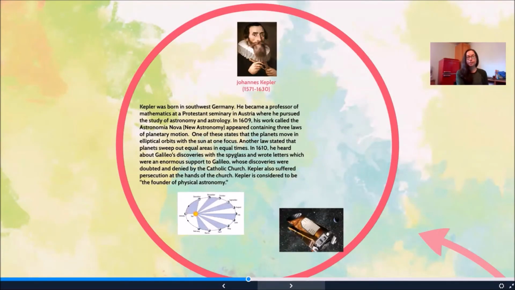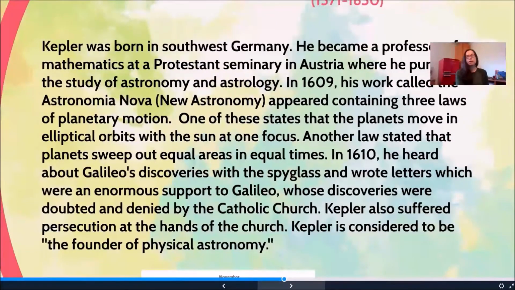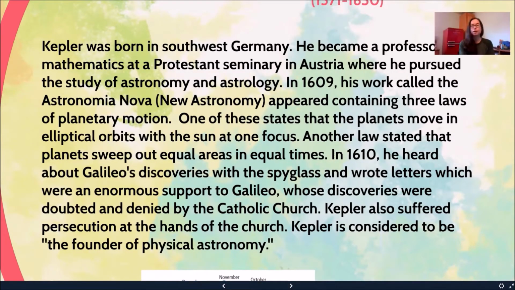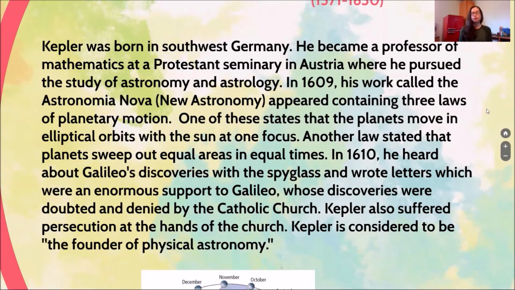We have Johannes Kepler, living from 1571 to 1630. He was born in Southwest Germany and became a professor of mathematics at a Protestant seminary in Austria, where he pursued the study of astronomy and astrology. Those are two different things. One is the study of the stars, and the other is the study of how the stars affect us. In 1609, his work called the Astronomia Nova, the new astronomy, appeared, containing 3 laws of planetary motion.